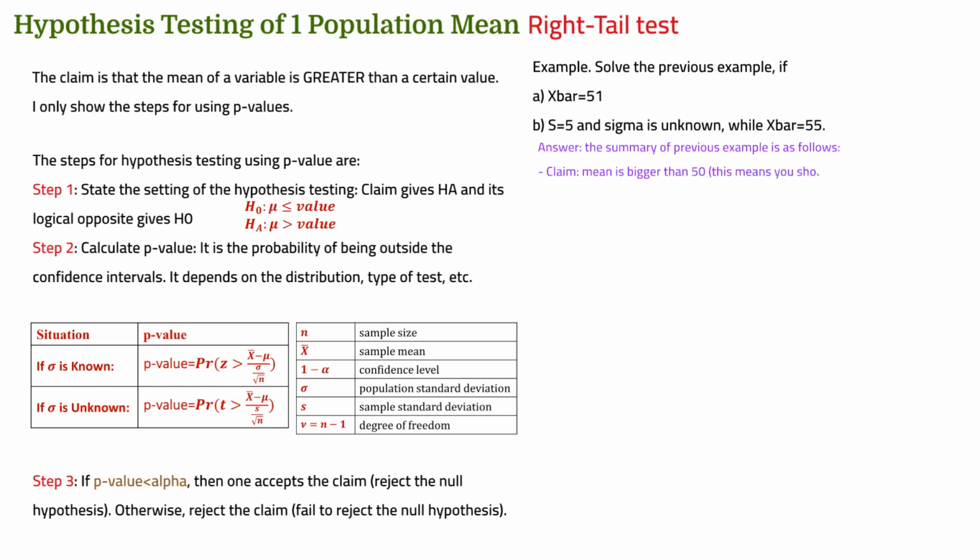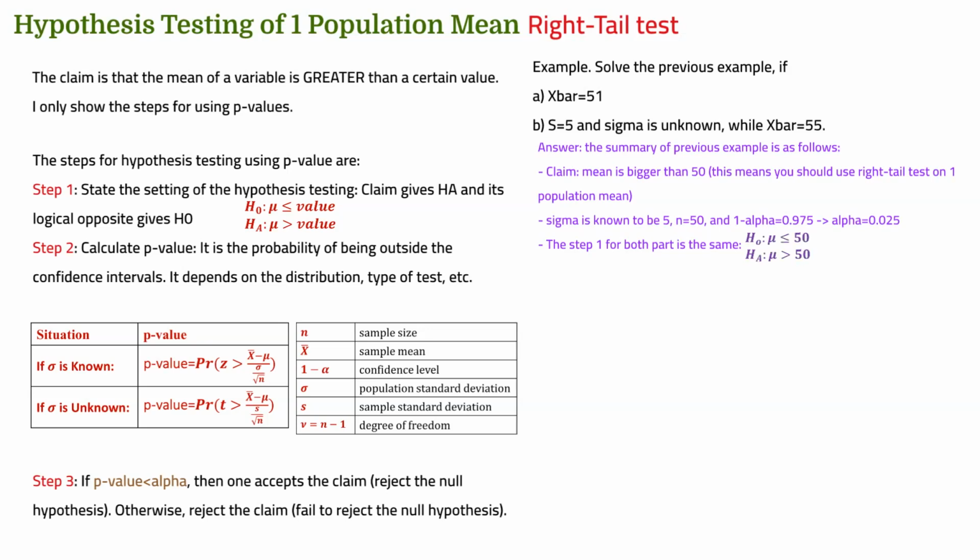Claim: mean is bigger than 50. This means you should use a right tail test on one population mean. Sigma is known to be 5, and n is 50. 1 minus alpha is given and alpha is 0.025. Step 1 for both parts is that H0: mu less than or equal to 50, HA: mu greater than 50. Step 2, calculate the p-value for part A.